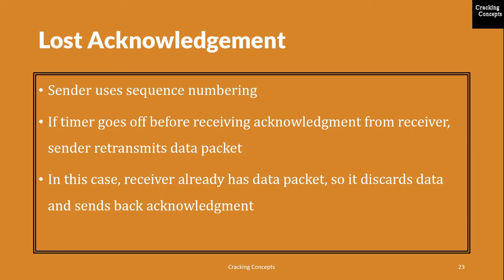Now, looking into the problem of lost acknowledgement. When a sender sends the packet and receiver receives the packet, but the acknowledgement from the receiver is not received, it means the acknowledgement is lost in between the transmission. To solve this problem, the sender uses sequence numbering. When the sender sends the packet, it attaches a certain sequence number which helps the receiver to identify the data packet. If the timer goes off before receiving the acknowledgement, the sender retransmits the same data packet. But in this case, the receiver already has a data packet, so it discards the data and sends back an acknowledgement. This tells the sender that the certain data packet is now received correctly.